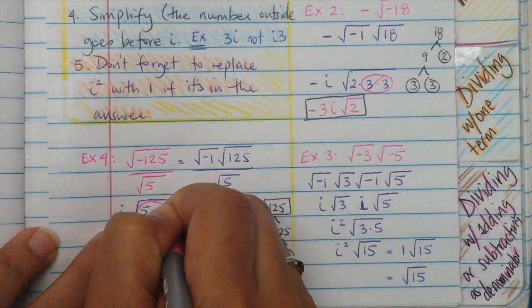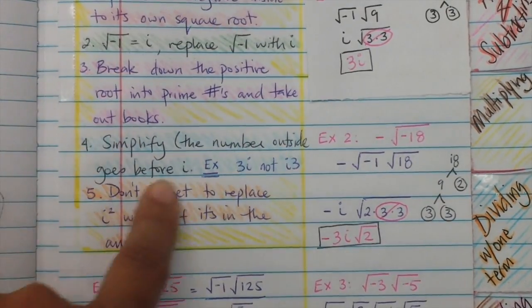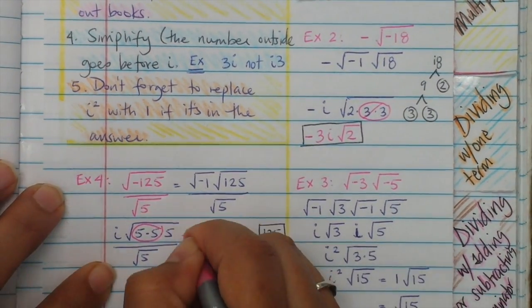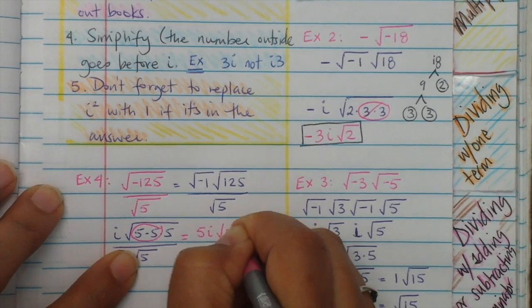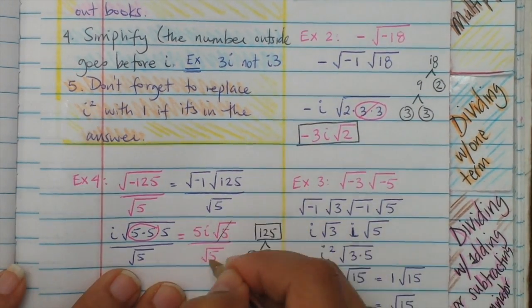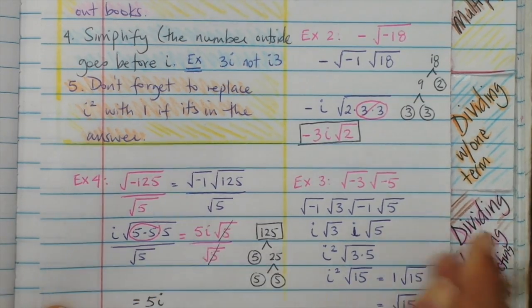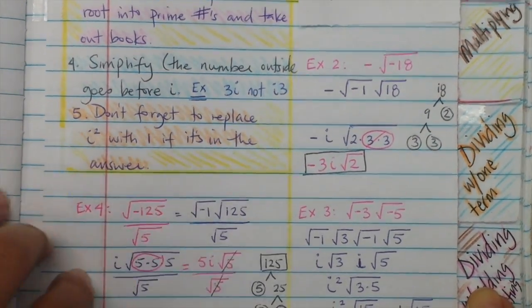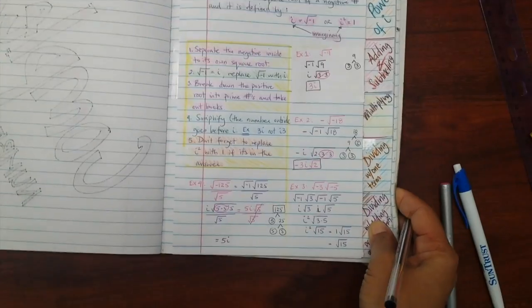So we're going to take out a book of 5s, and remember, put it in front of the i. So that's going to be 5i, radical 5 over radical 5. What do you see top and bottom? Radical 5. So we can cancel that. So it's going to be 5i. Do you see an i squared in the answer? No. So we're okay. So that's our final answer.